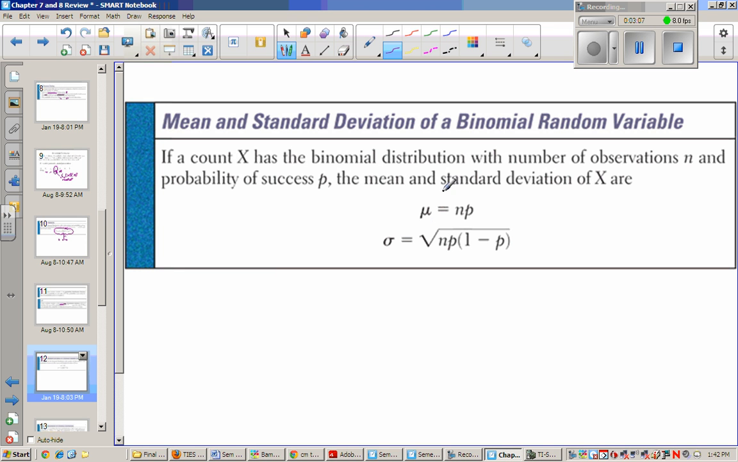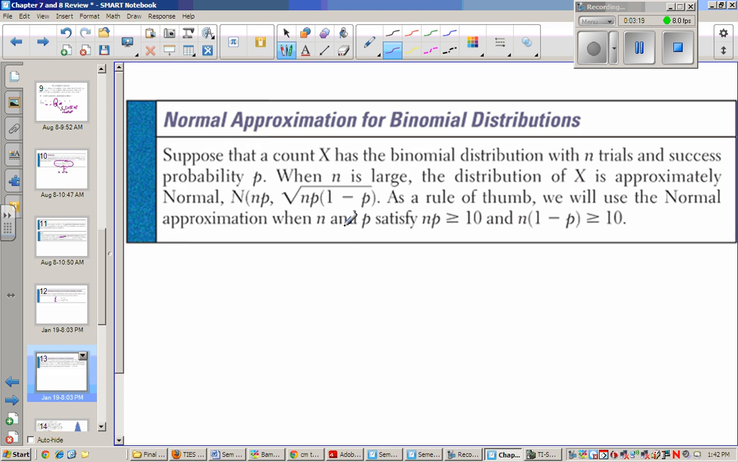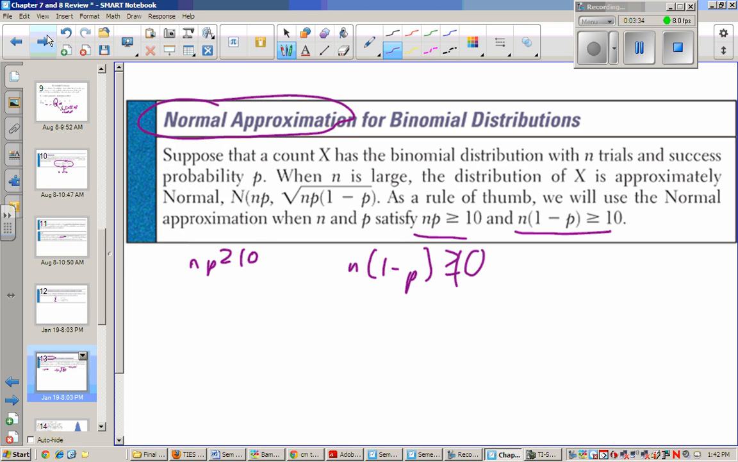The means and standard deviations of a binomial situation are given to you in AP and on my exams. So that's how you find the mean, that's how you find the standard deviation. To do a normal approximation, this is the first time where we have to check that n times p is greater than or equal to 10, and n times 1 minus p has to be greater than or equal to 10. And if it passes both of these conditions, we can say that it's a normal approximation and use that.